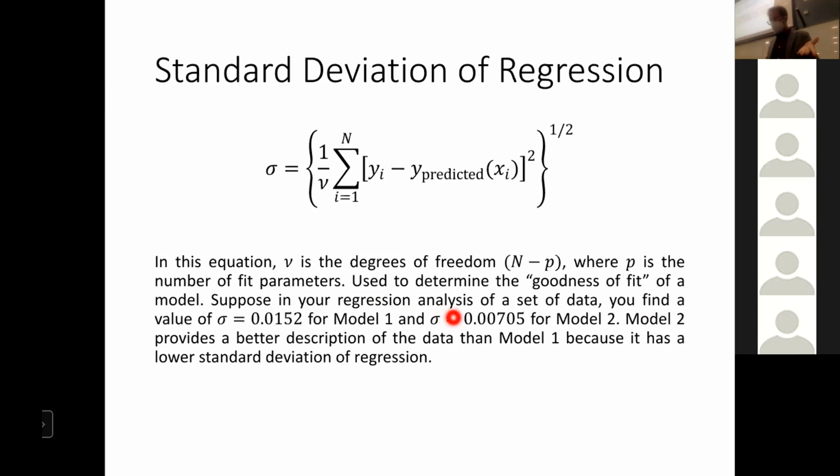so suppose you do a regression analysis of your data. Let's say you're comparing 2 different models. Model 1 gives you a sigma of 0.0152, and model 2 gives a sigma of 0.00705. That means that model 2, the fit model, is closer to the measured values on average than model 1. So you could say that model 2 provides a better description of the data than model 1.